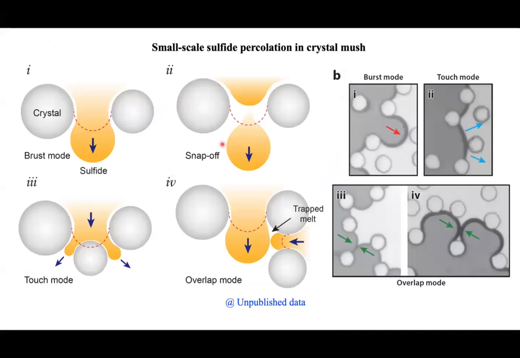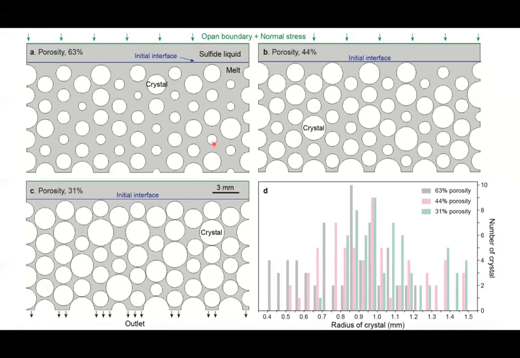So I was thinking at a small scale how the sulfide can do downward percolation. There are maybe four models: touch model, overlap model, and sometimes the sulfide will snap off and form a new sulfide, and this is the breast model. And finally, I built up a model to simulate the downward percolation of this sulfide liquid. Here, still the white circle is the crystal, this is intercumulate silicate melts, and this is the initial interface. Above this interface is the sulfide liquid.